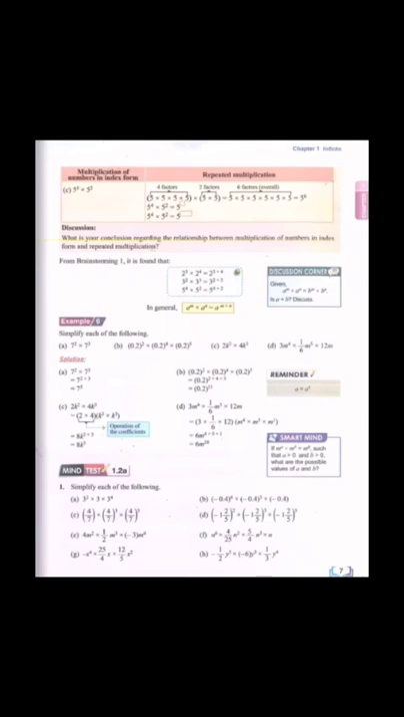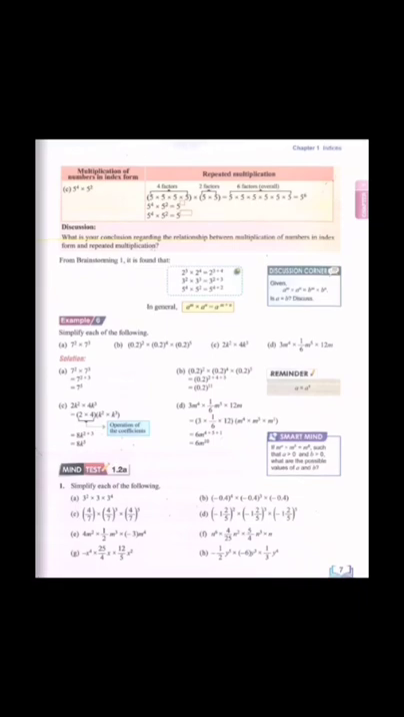So m to the power of 4 times m to the power of 5, then times m to the power of 1. So 3 times 1 over 6 times 12 we will get 6. So m to the power of 4 times m to the power of 5 times m to the power of 1. So kita just tambah dia punya index, 4 plus 5 plus 1, we will get 10. So the last answer is 6m to the power of 10.